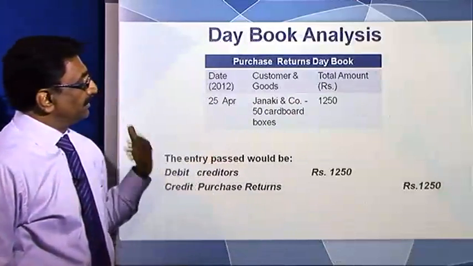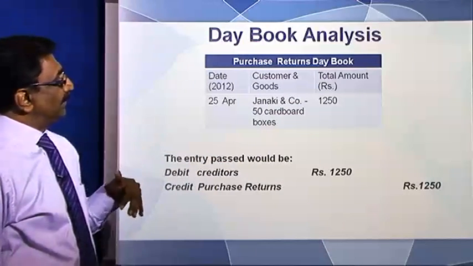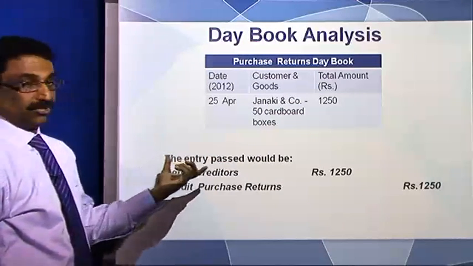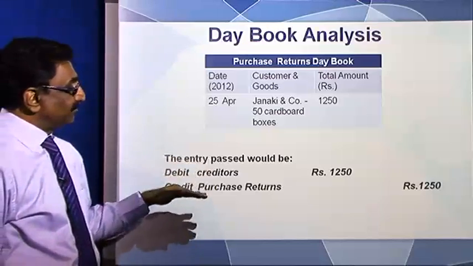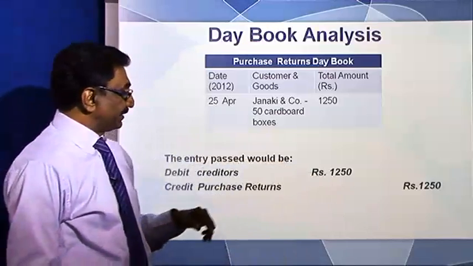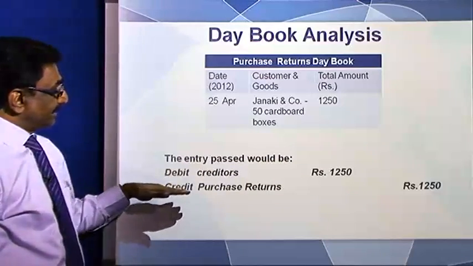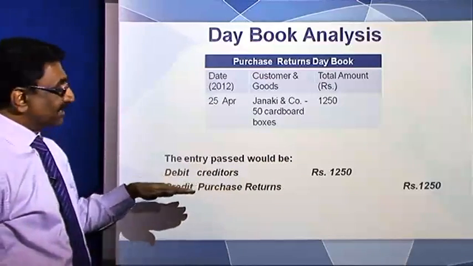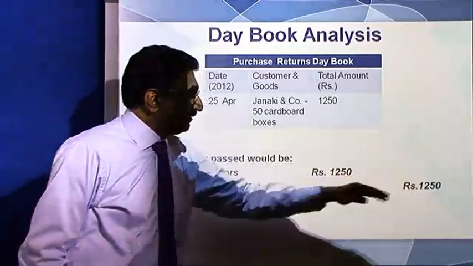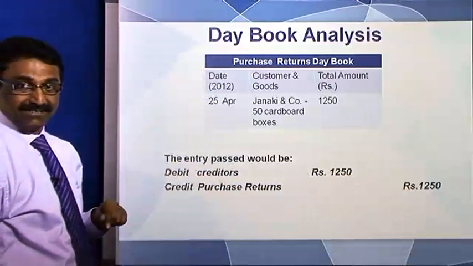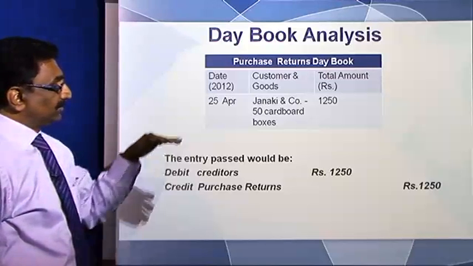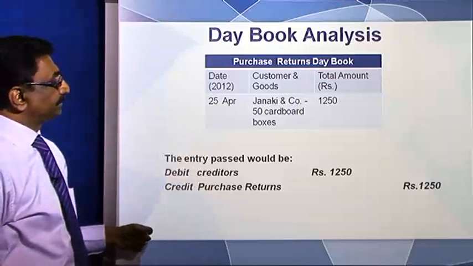The same logic which we used in sales return applies when a purchase return happens. You have to pay a lesser amount, so your creditors have reduced; therefore debit creditors, which is a liability. And purchase returns means that your expenses have reduced, and therefore you credit the purchase return account. So the same logic is applied.